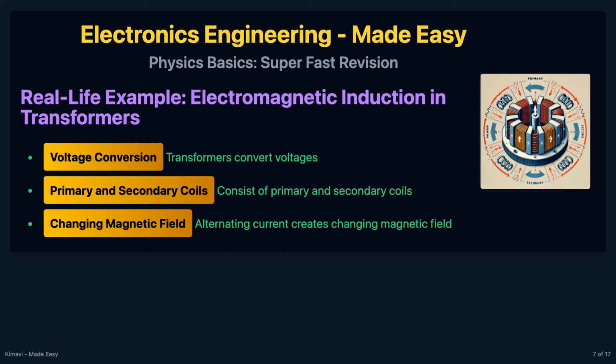Transformers use electromagnetic induction to convert voltages from one level to another. They consist of two coils of wire, the primary and secondary, wound around a magnetic core. When an alternating current flows through the primary coil, it creates a changing magnetic field that induces a voltage in the secondary coil.